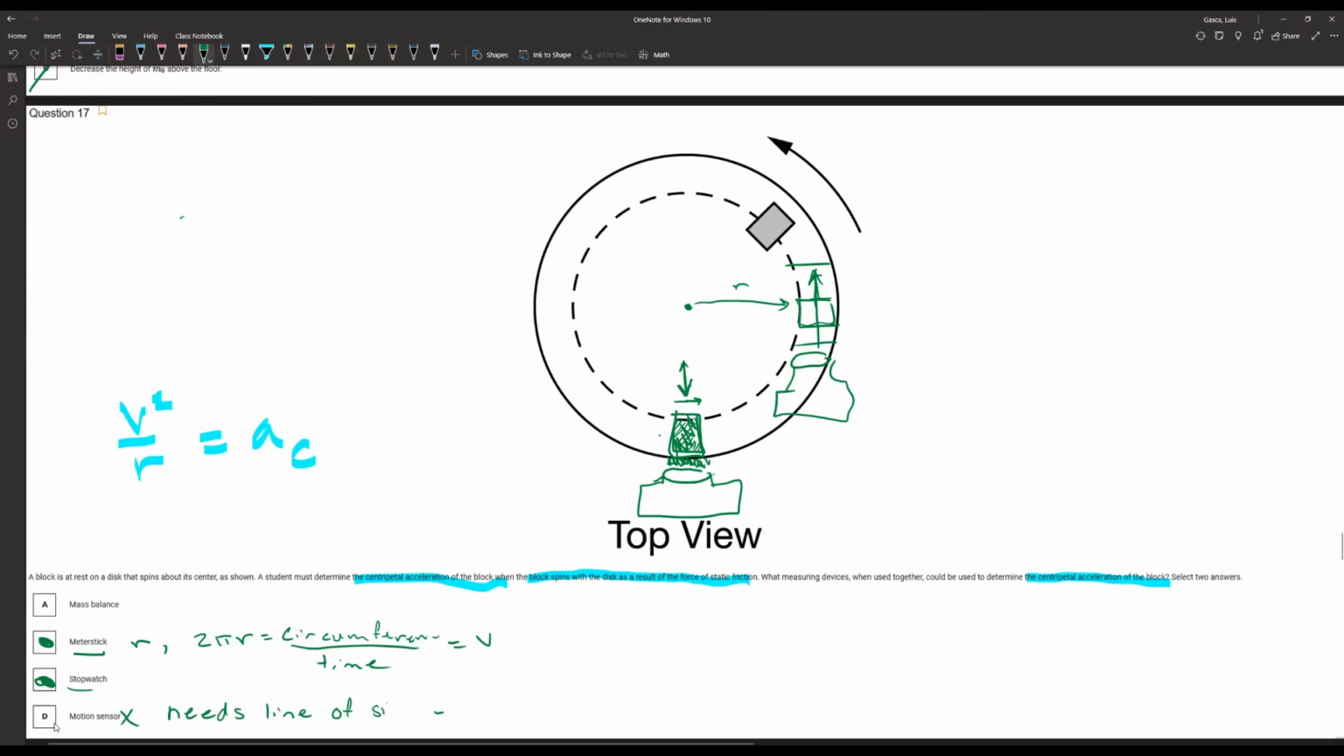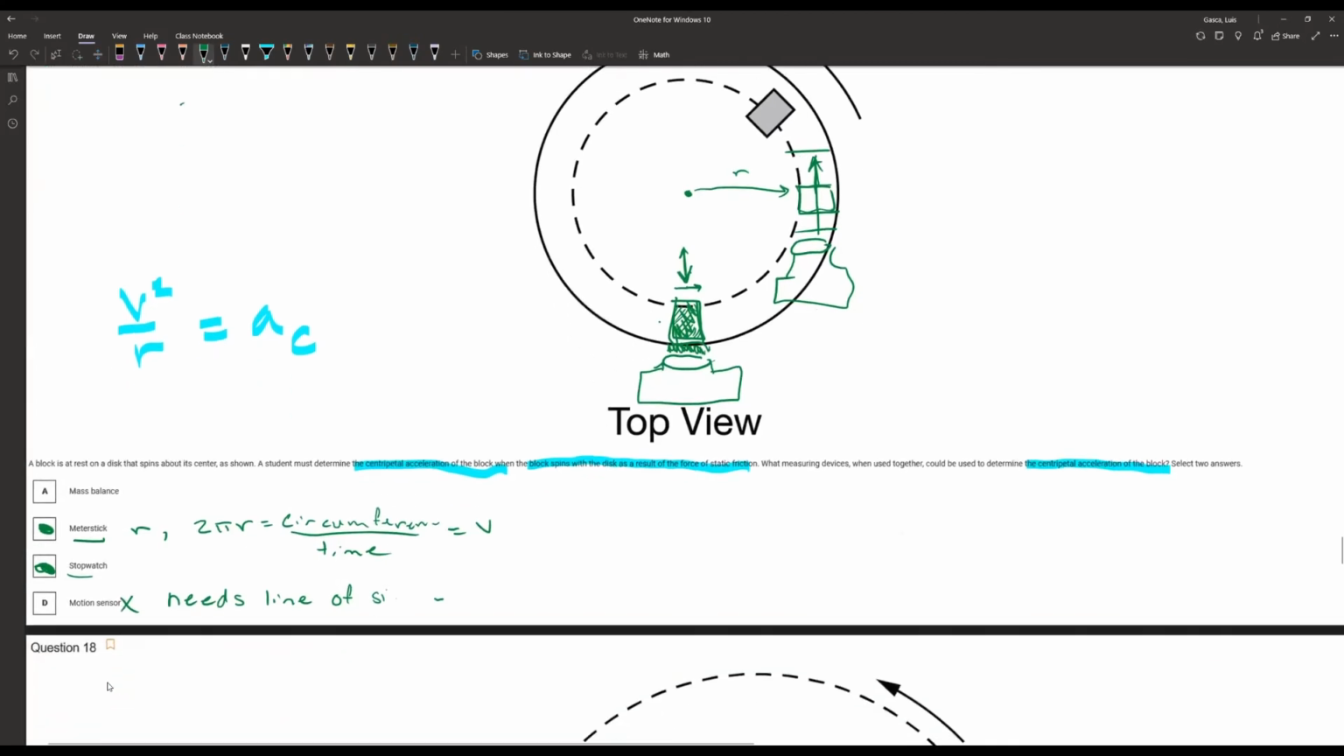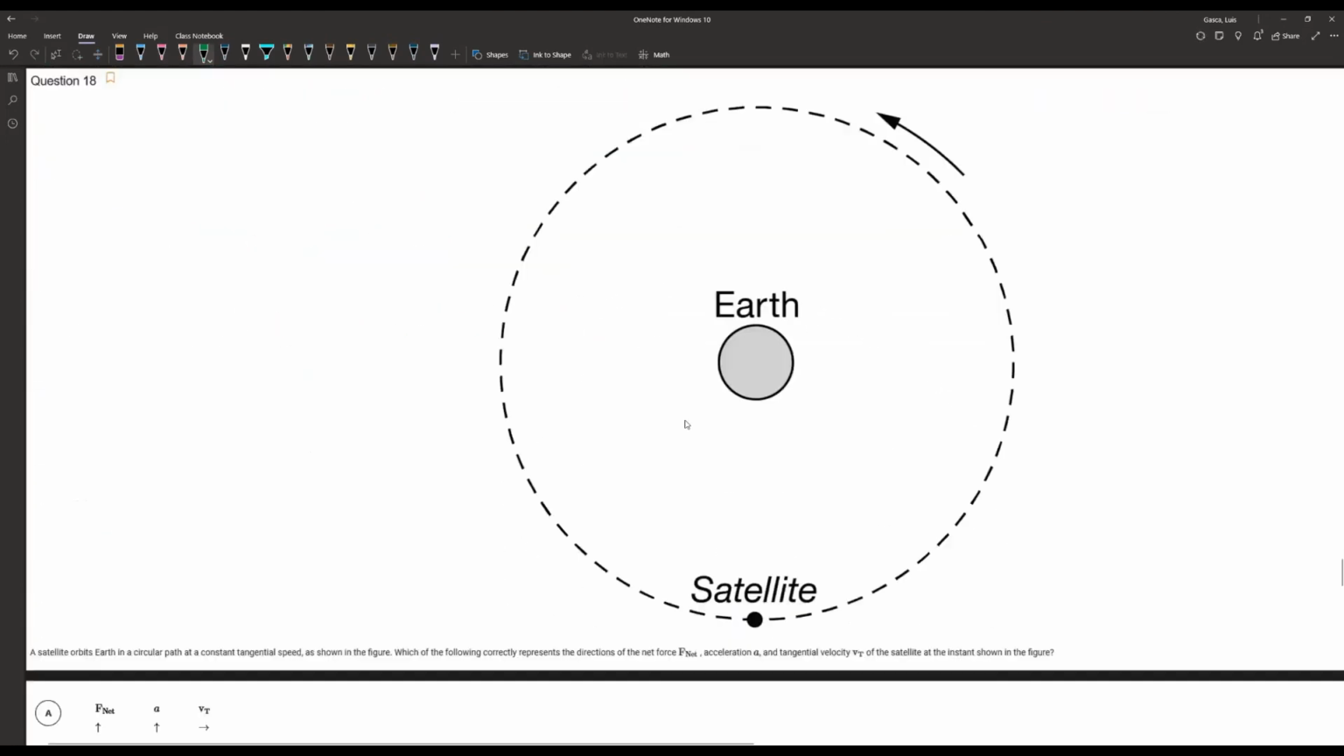And it's only because a motion sensor can only detect things in front of it. But I think if you set it up so that it's in front while it's moving tangent to the path, you could get that tangent velocity. Let me check the chat.